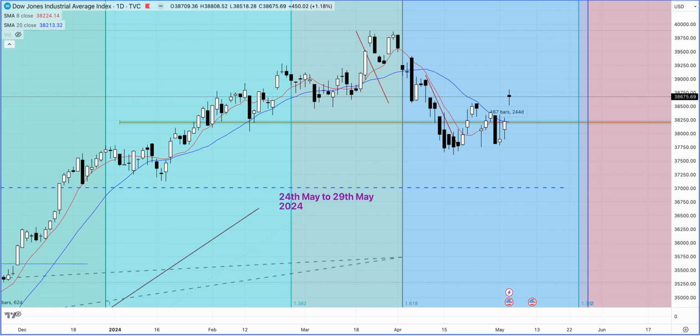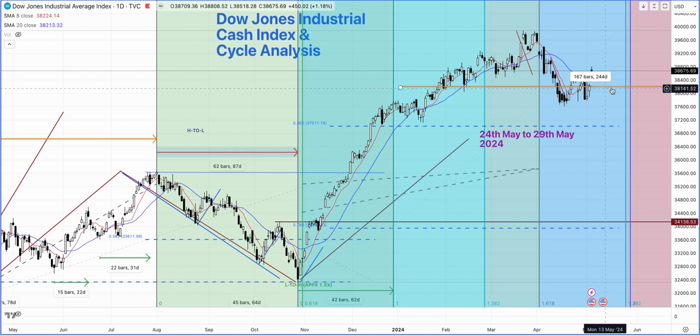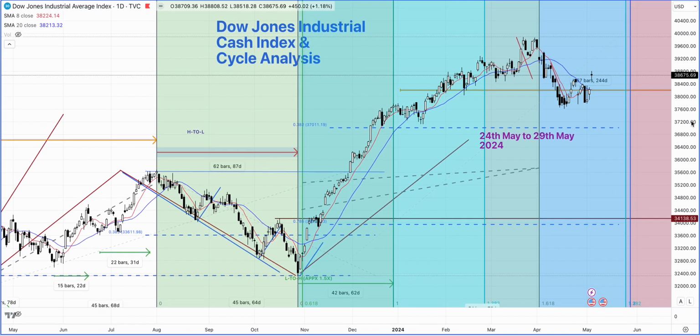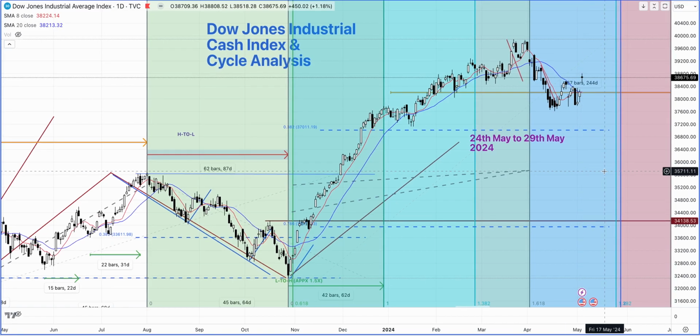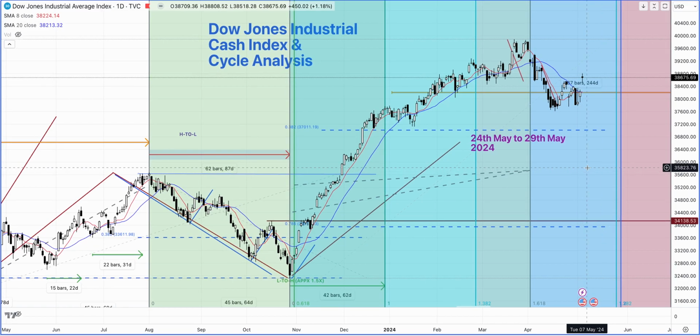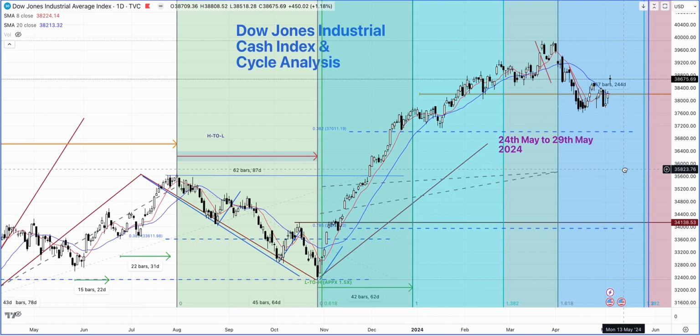With that, let's start by taking a look at this chart. This is the daily chart for the Dow Jones cash index. It is not the futures, and here what you see on the screen is a timing model that we have been following for quite some time.